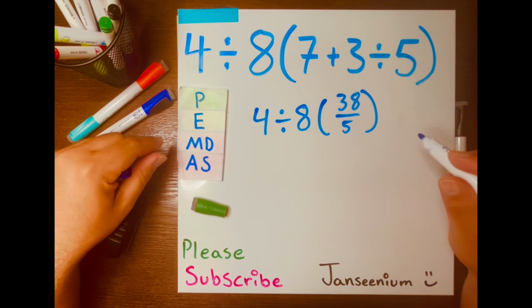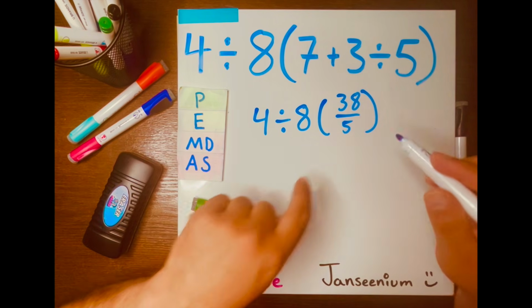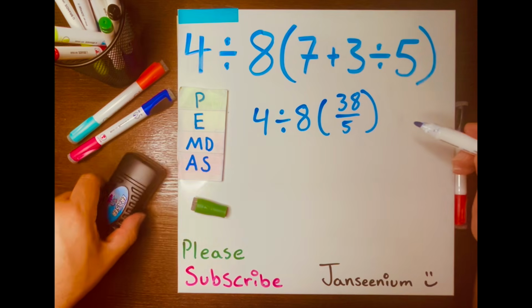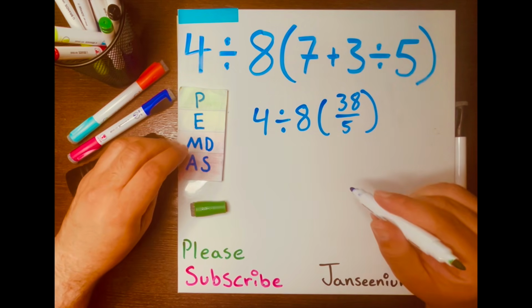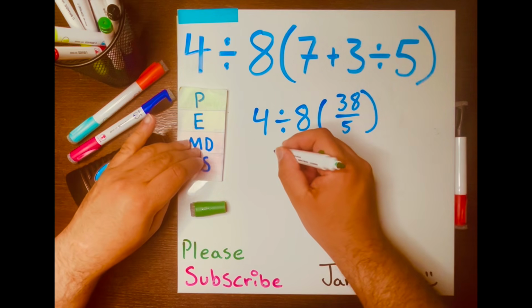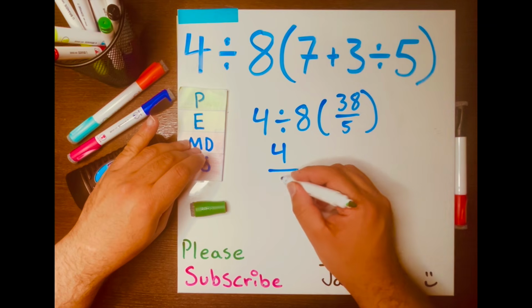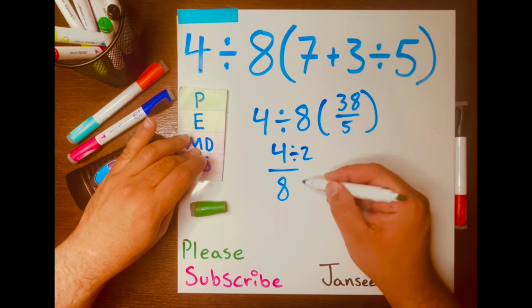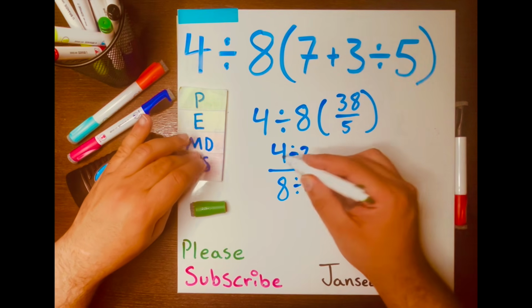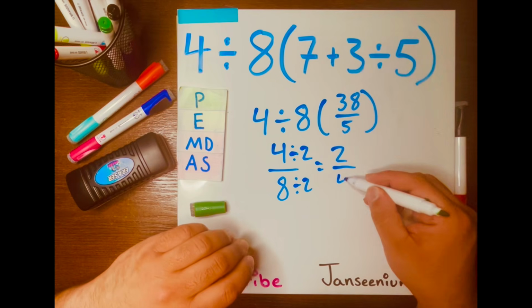Now, looking back at PEMDAS, we're dividing first. We're not multiplying 8 times 38. We're dividing 4 divided by 8. So what is 4 divided by 8? Let's write that in a fraction form to make the math fun and easy. 4 over 8. Notice that both numbers are even, so let's just half them. So what is half of 4? 2. Half of 8 is 4.